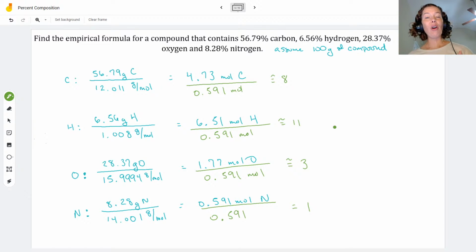So now we have our whole number ratios, which means we can write our empirical formula. So this is going to be C8H11O3N. And that is our empirical formula for this compound with these percentages. Hopefully that makes sense, but don't worry, we are going to do some more examples. Let's make sure there are no questions.